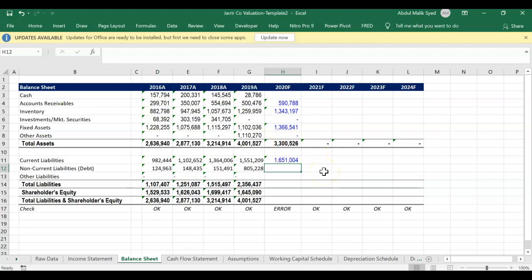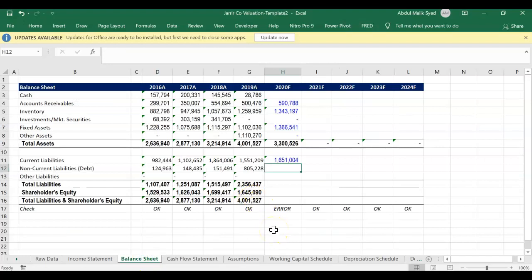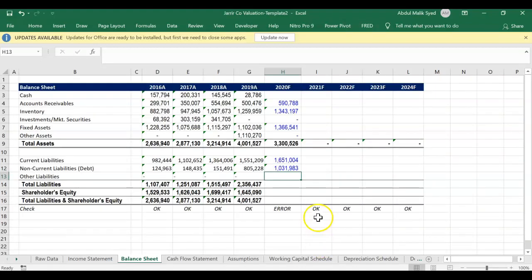Non-current liabilities, that is debt. So what is the assumption we have put? Non-current, we are assuming that it's constant. So we can bring that as it is, or you can put it as equal to this plus non-current liabilities. So we can put it as a plug variable if we want, if this side is more. Since these are the formulas, we can copy the formulas.